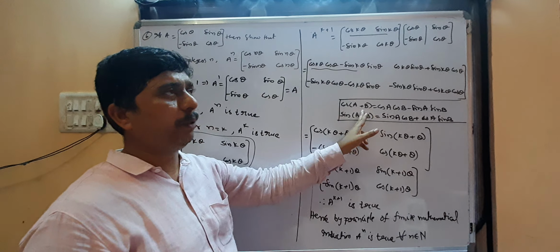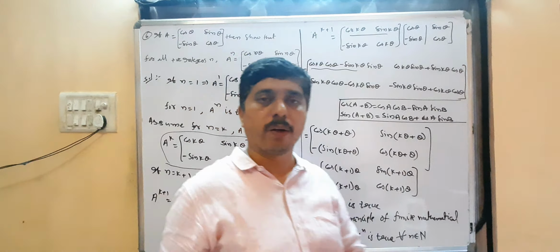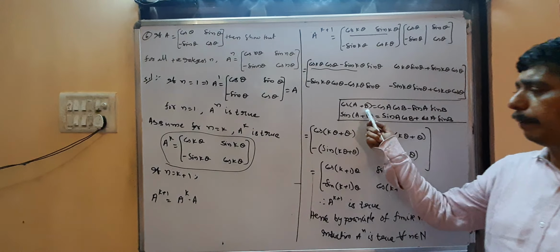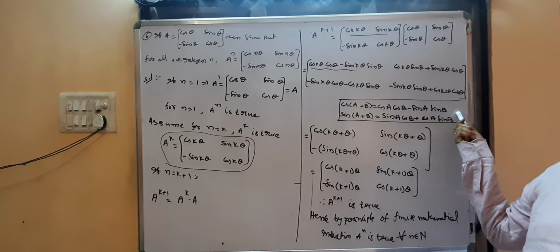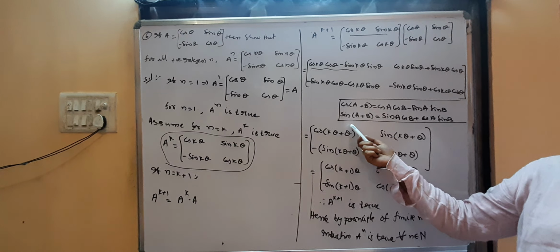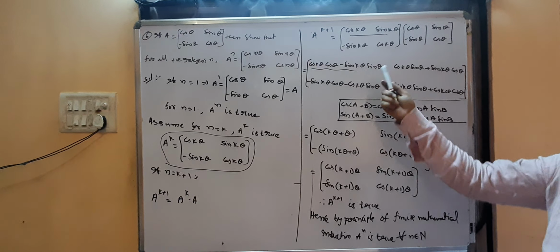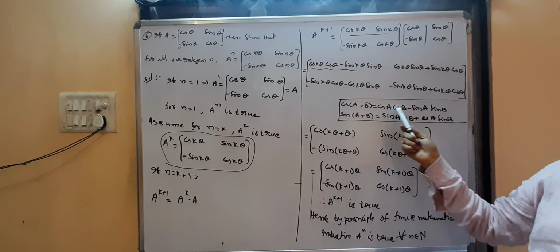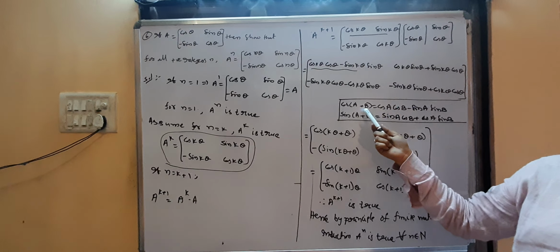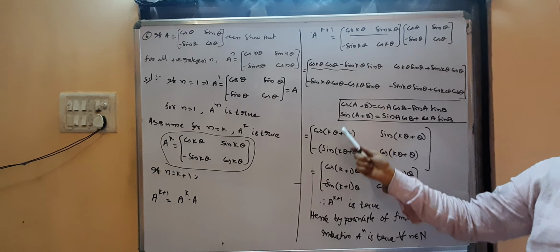Cos of a plus b formula is cos a cos b minus sin a sin b. Read everyone. What is cos of a plus b? Cos a cos b minus sin a sin b. Sin of a plus b is sin a cos b plus cos a sin b. Both formulas you can apply. Both are cos, both are sin, so it is in the form of cos a cos b minus sin a sin b, that is the cos of a plus b. A is k theta, b is theta.